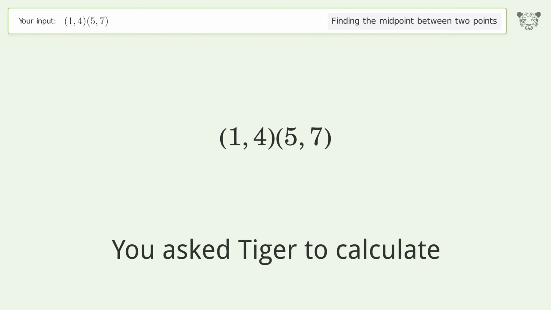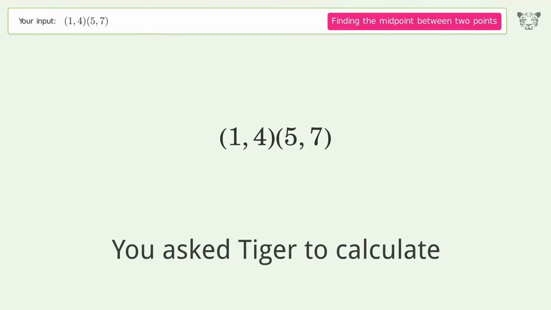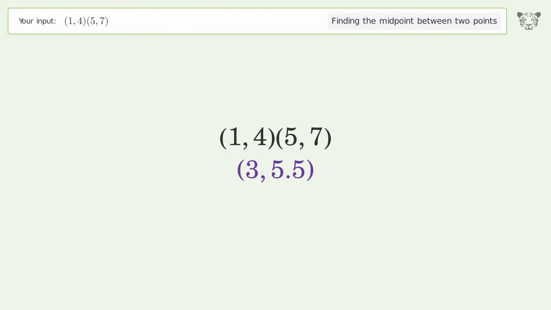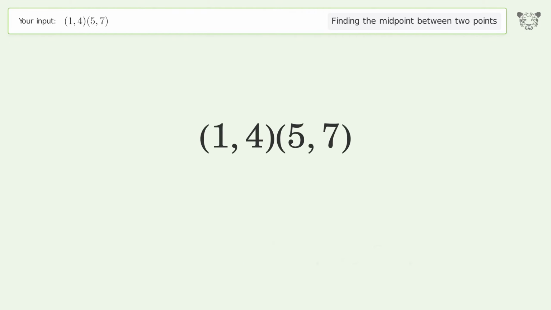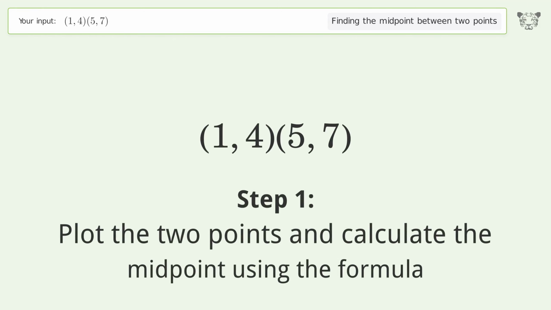You ask Tiger to calculate. This deals with finding the midpoint between 2 points. The midpoint between the 2 points is 3, 5.5. Let's solve it step by step. Plot the 2 points and calculate the midpoint using the formula.